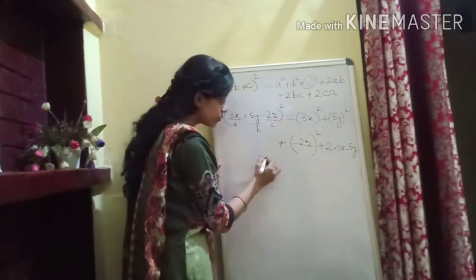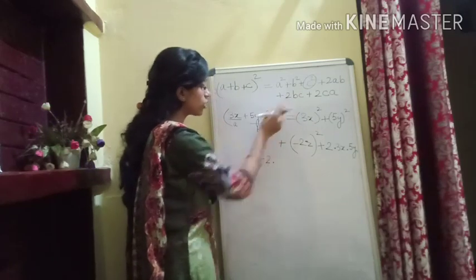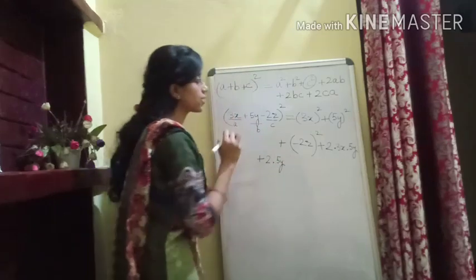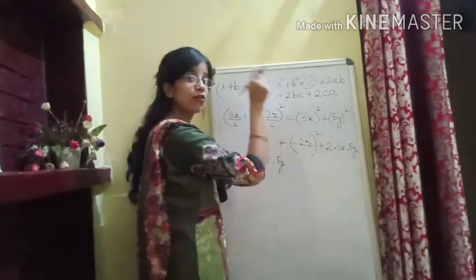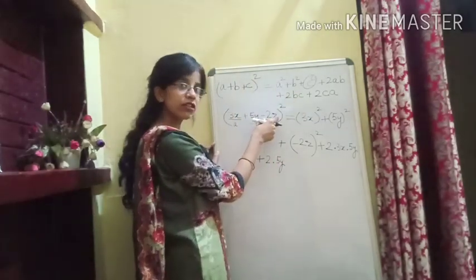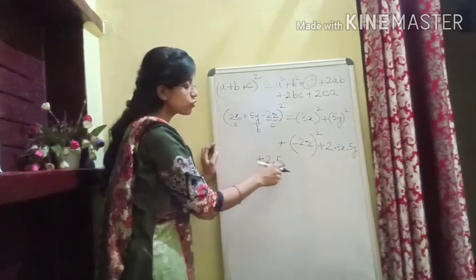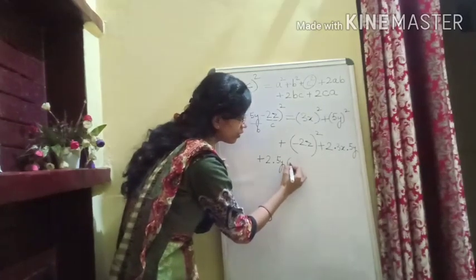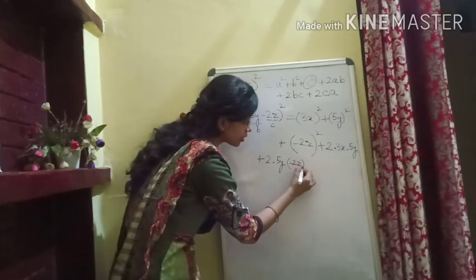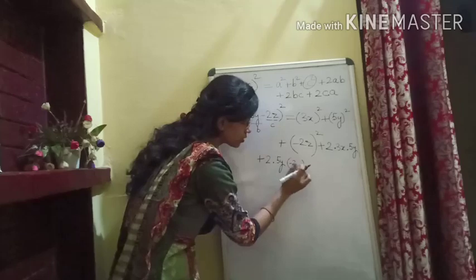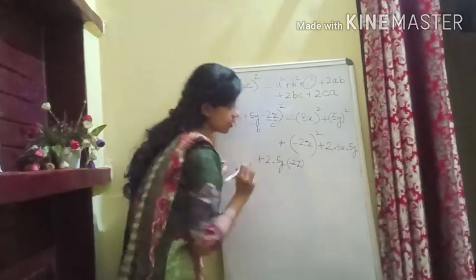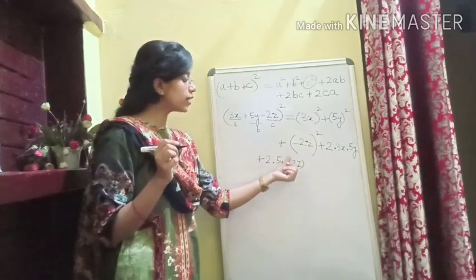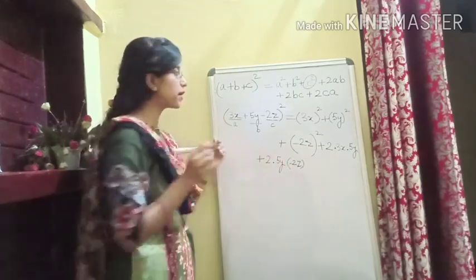Now 2 into b. What is our b? 5y. So we will write 5y simply like that. Also we have c. Now what is the value of c? 2z or minus 2z? It is minus 2z. So if we are going to write minus 2z, it would be preferable to write it in the bracket. Since this minus 2z is with a minus sign, that's why we have kept it in the bracket.